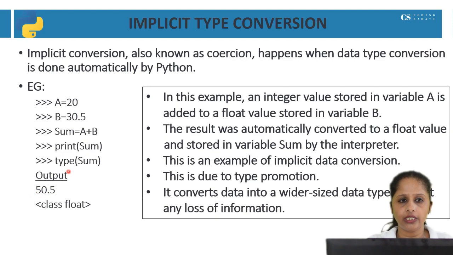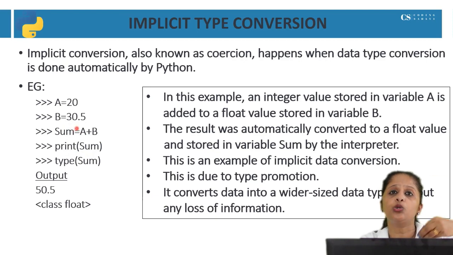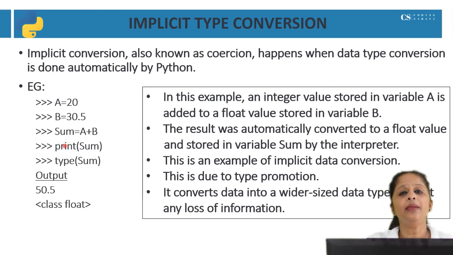Here you know the type function. The type function is to find out the data type of a variable. So type of sum, when we check this, it prints the type of the variable as float. Sum is of type float. This is automatically done by the interpreter. That is, it is assigning to a higher or wider data type. Float is wider compared to integer because float has decimal points, right? So when you are adding sum is equal to A plus B, here B is of type float, so the result is automatically converted to its wider data type float. So that is implicit type conversion.